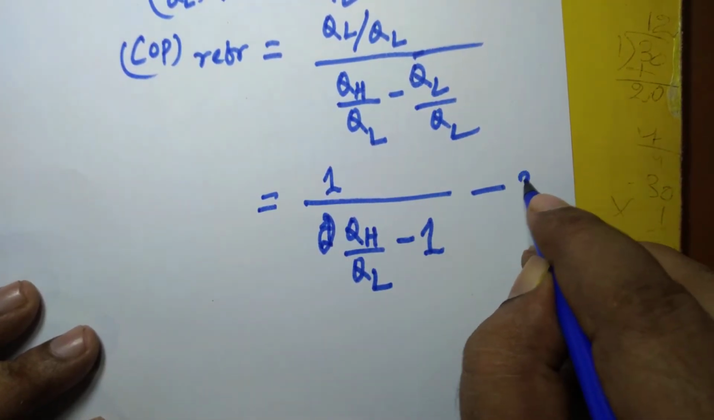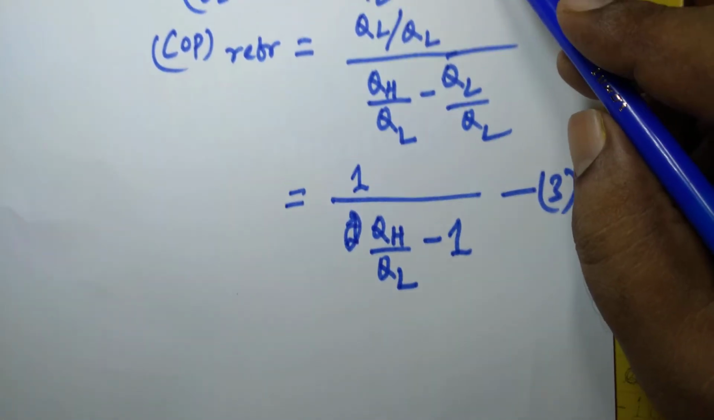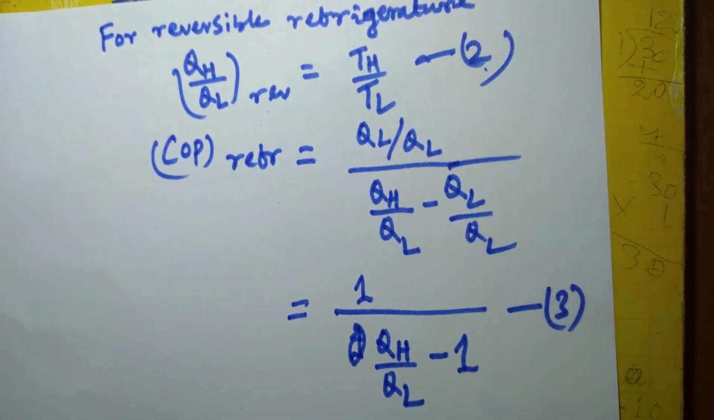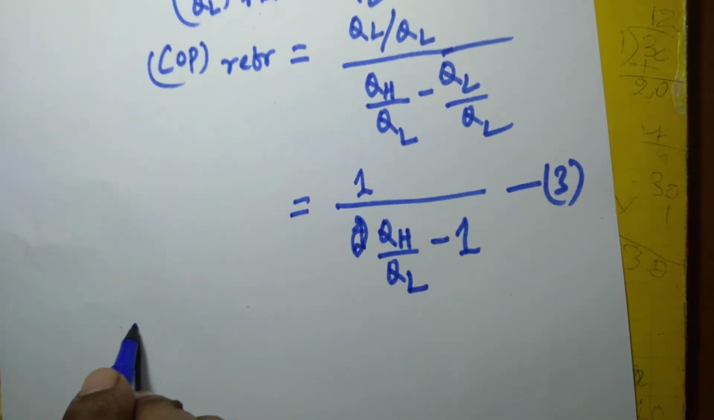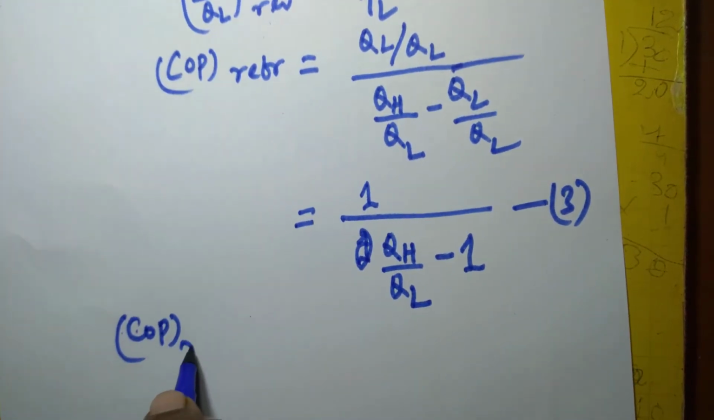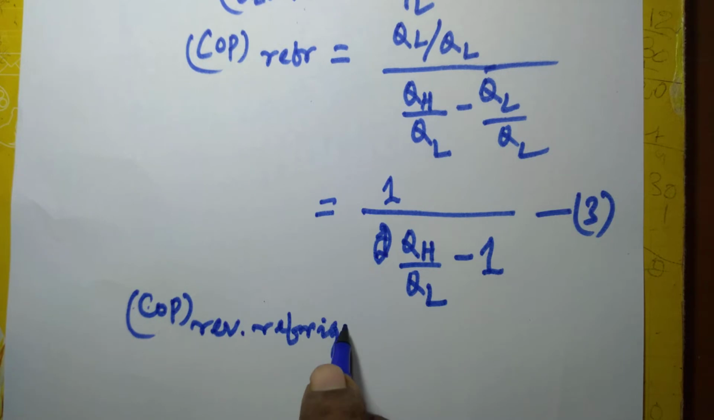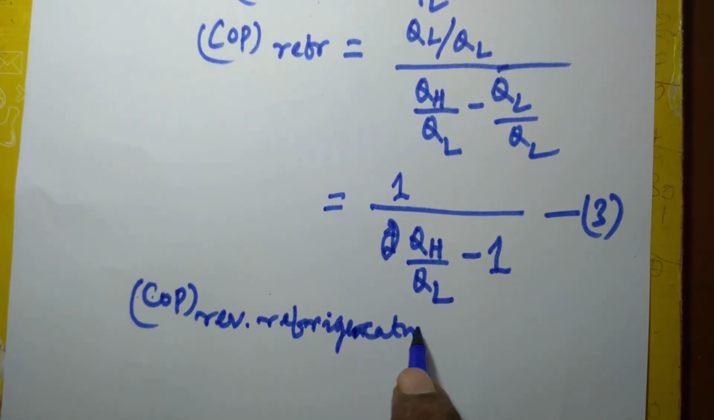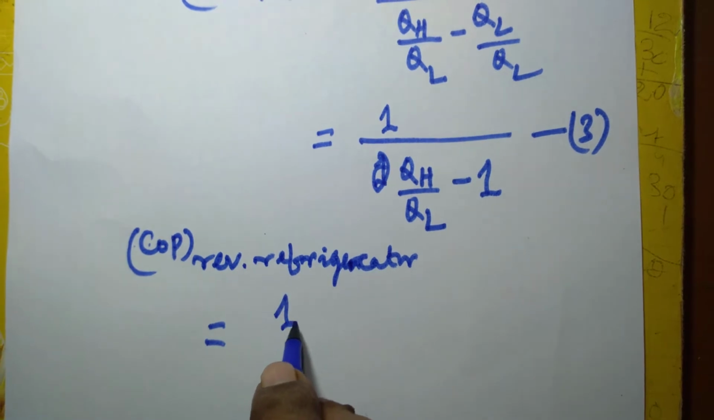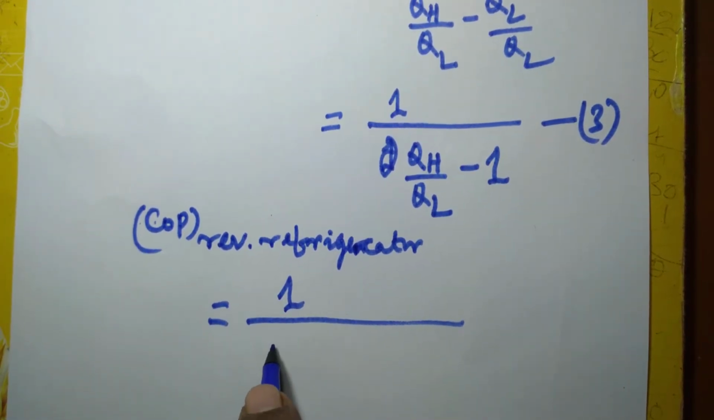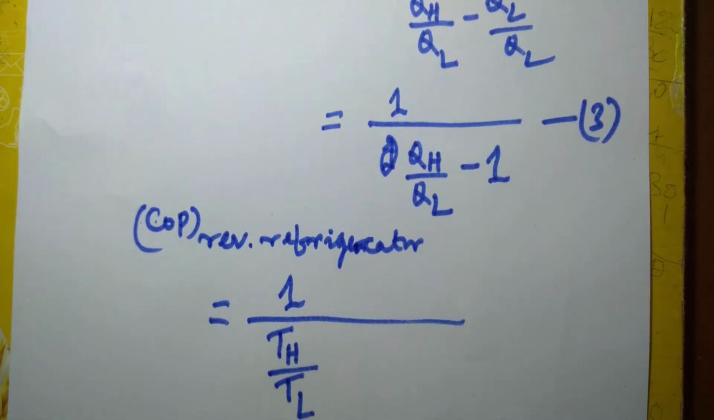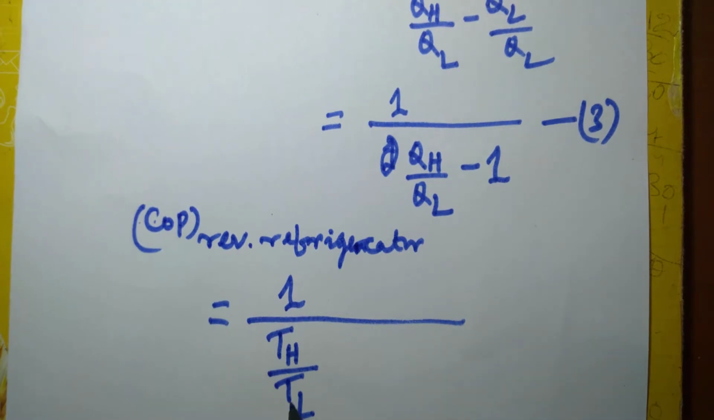Now, suppose this is your equation 3. Substituting the value of QH by QL from equation 2 in equation 3, the COP of a reversible refrigerator is equal to 1 upon, in place of QH by QL, I will write TH by TL, since it is a reversible refrigerator. Had it not been a reversible refrigerator, I could not have written this. So it is applicable only for a reversible refrigerator, not for any refrigerator.